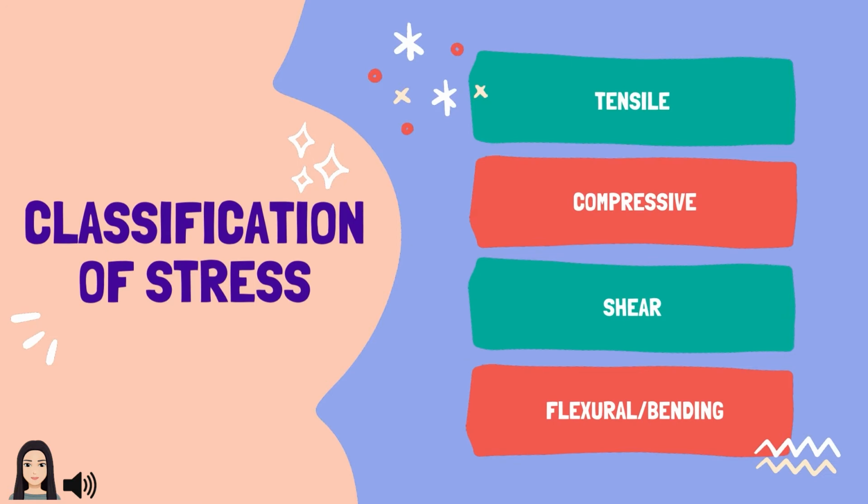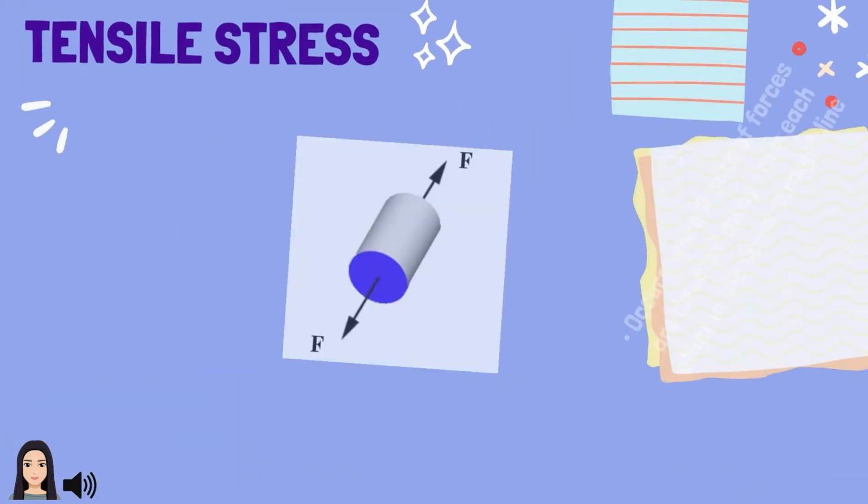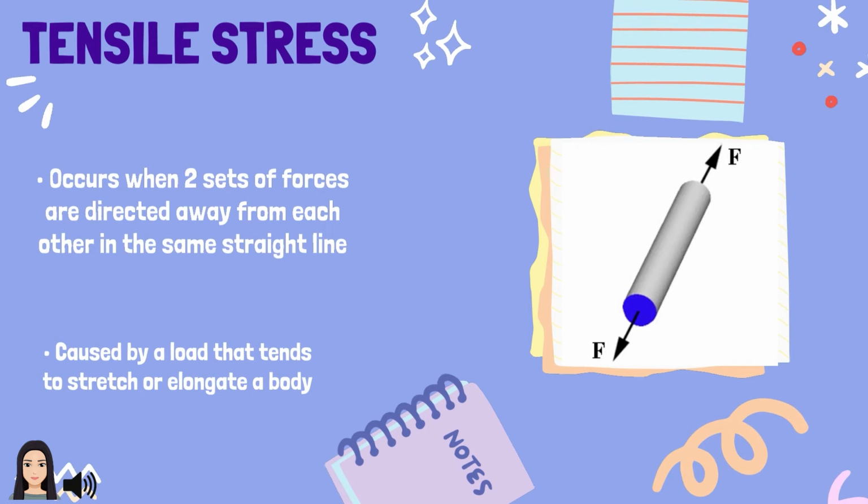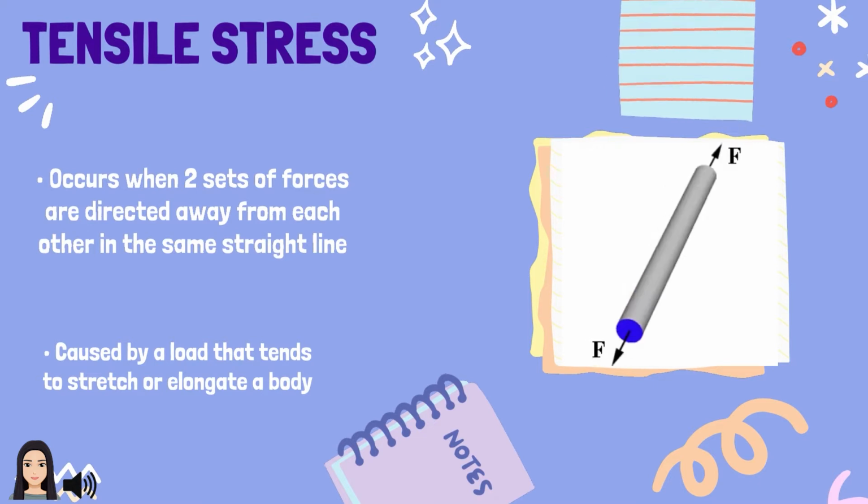Now we will talk about the four classifications of stress, which are tensile, compressive, shear, and flexural or bending stress. The first one is tensile stress, and this happens when two sets of forces are directed away from each other in the same straight line. This is caused by a load that tends to stretch or elongate a body. In layman's terms, this stress happens when an object is pulled towards two different directions.